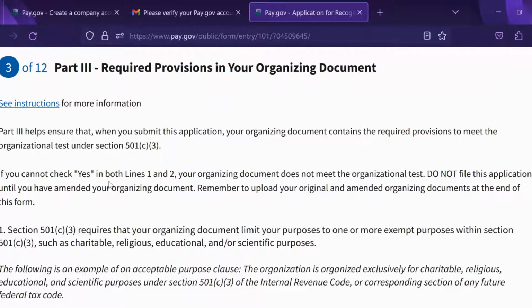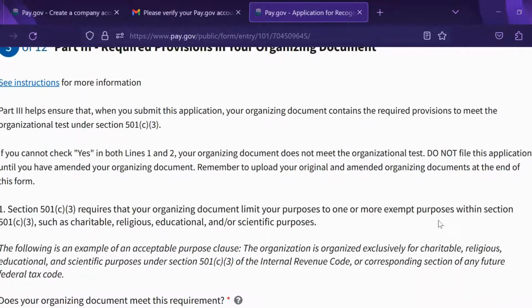Question 3, required provisions for your organizing document. And you can see the instructions for more information. Part 3 helps ensure that when you submit this application, your organizing document contains the required provisions to meet the organizational tests under Section 501(c)(3). If you cannot click yes in both lines 1 and 2, your organizing document does not meet the organizational test. Do not file this application until you have amended your organizing document. Remember to upload your original and amended organizing documents at the end of this form.